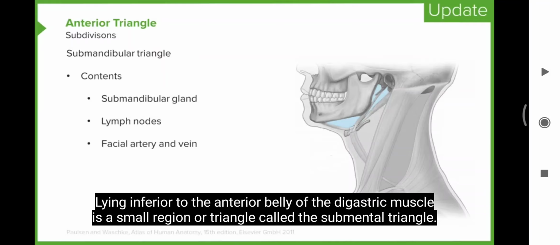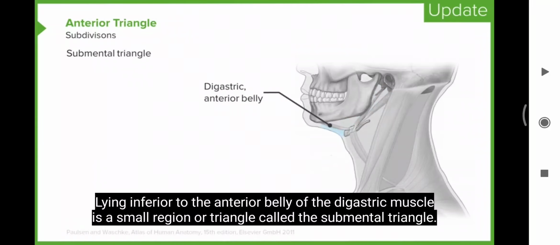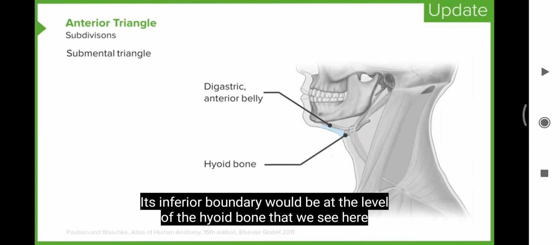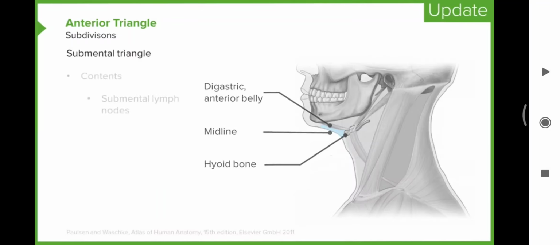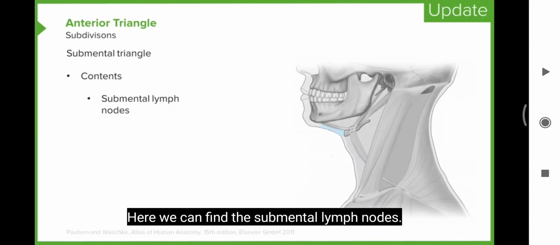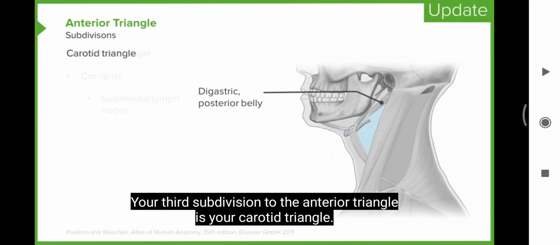Lying inferior to the anterior belly of the digastric muscle is a small region or triangle called the submental triangle. Its inferior boundary would be at the level of the hyoid bone that we see here, and then another boundary would be the midline of this particular region. Here we can find the submental lymph nodes. Your third subdivision to the anterior triangle is your carotid triangle.